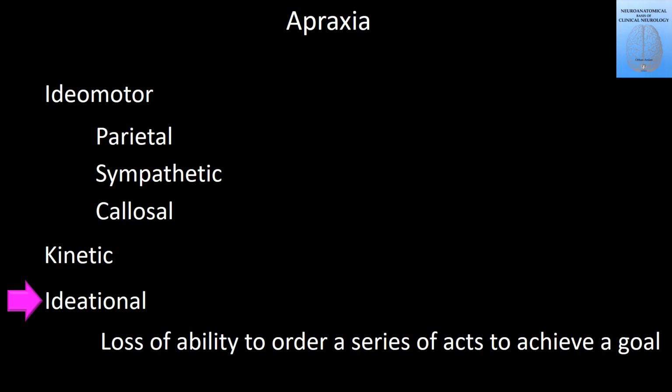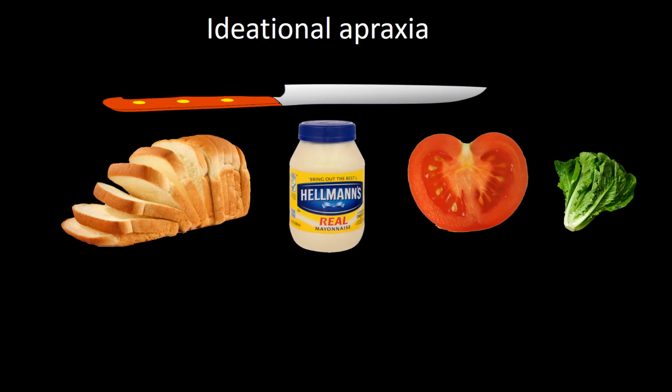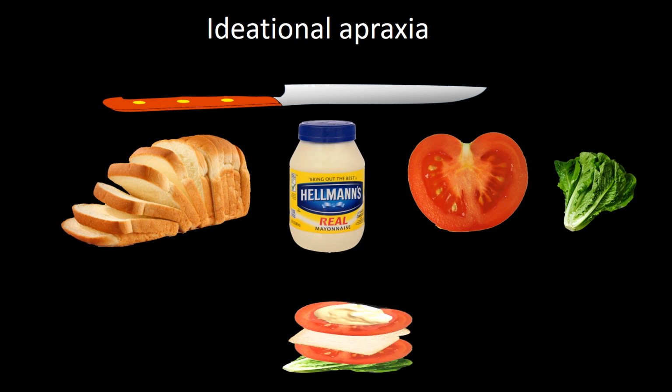The classic example is the patient that has always made perfect sandwiches using these ingredients that you see in this frame, and all of a sudden he prepares a sandwich in this fashion with the bread inside the tomatoes. This type of apraxia is usually seen with diffuse brain disease such as dementia.